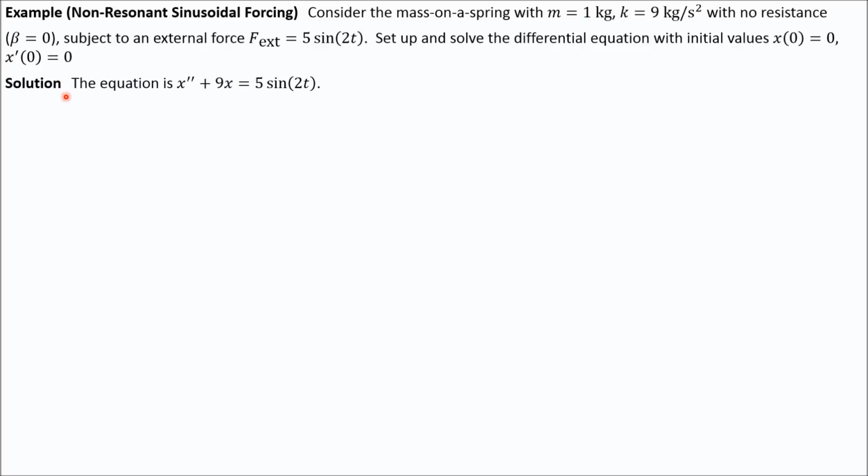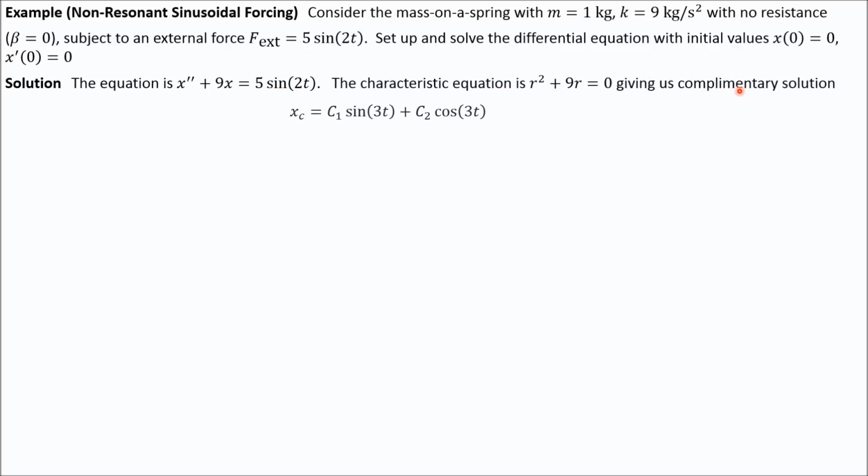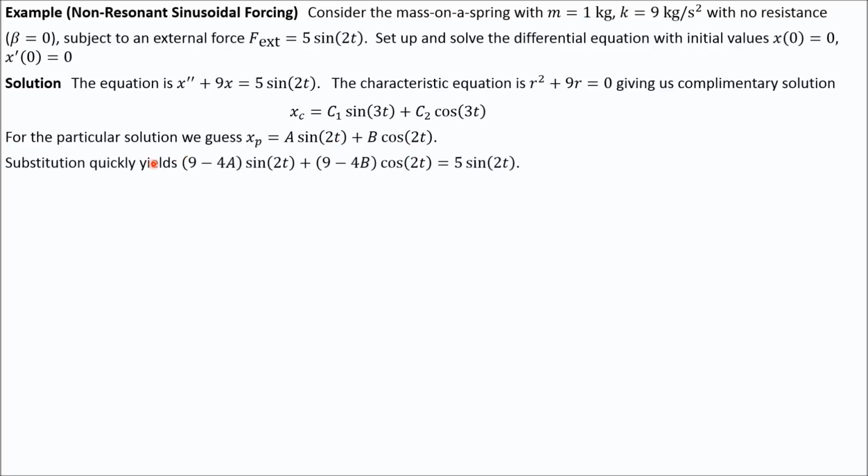So, here's our equation, as usual. The characteristic equation gives us a complementary solution of c1 sine 3t plus c2 cosine 3t. And then for the particular solution, we guess that it will have the same form as the right-hand side, which is a sine 2t plus b cosine 2t. Substitute that into the differential equation, combine like terms, you get this. Now set the coefficients equal to the coefficients on the right-hand side. So we need 9 minus 4a to equal 5, and we need 9 minus 4b to equal 0, which immediately gives us a equals 1 and b equals 1.75.